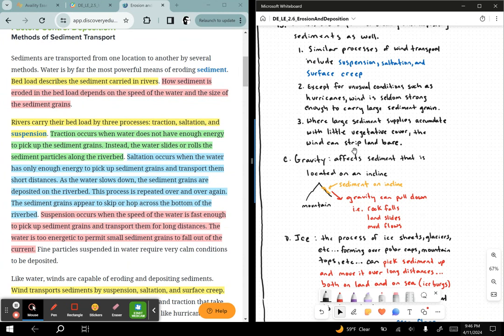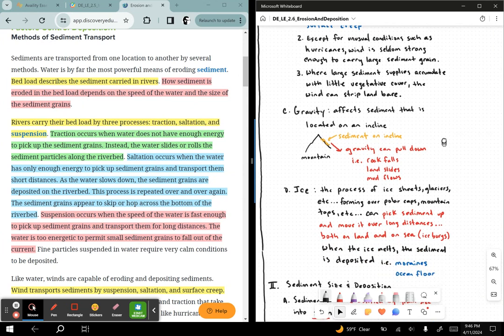You also have gravity, which can be an agent of erosion. This especially is seen when you have sediment that's on a steep slope, what we would call an incline. So I've drawn this little picture of a mountain here, and I've drawn in brown some sediment that is on the mountainside. Because it's on an angle, an incline, gravity tends to pull this stuff down. And depending on how steep the incline is, you may have many rock slides or rock falls, right? Sometimes you'll see they put nets on the sides of mountains on the highway so that the rocks don't hit your car. You can have landslides.